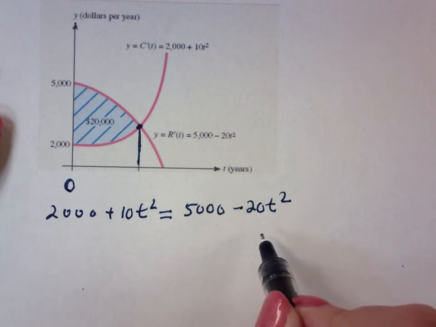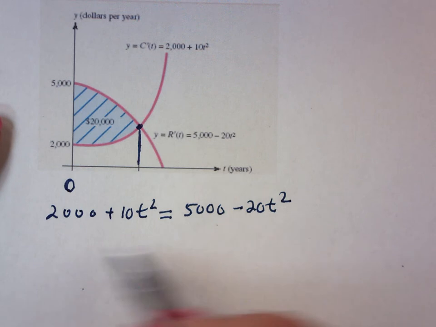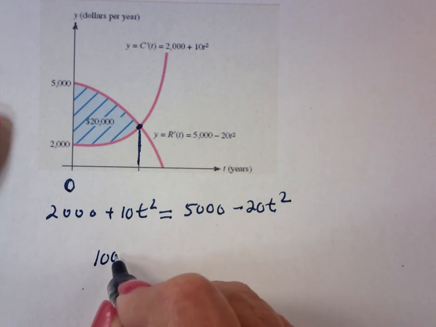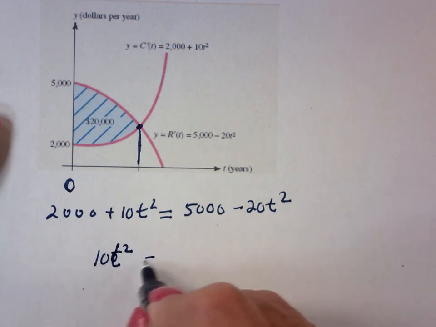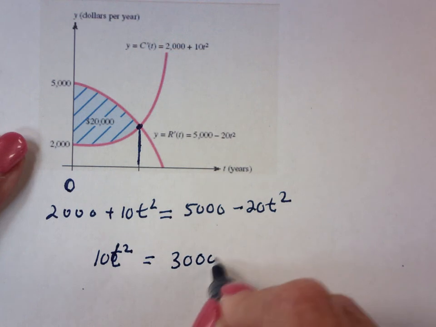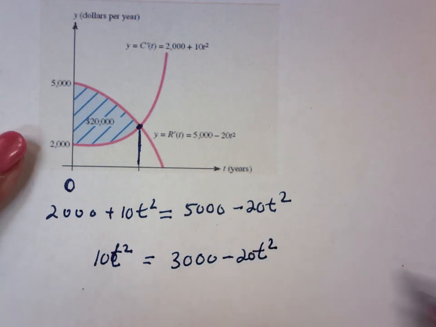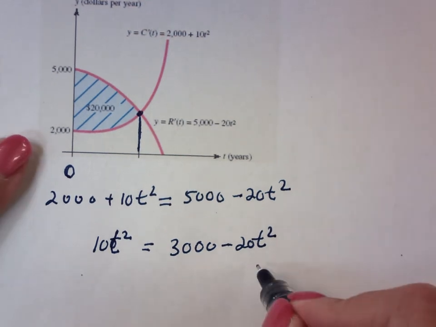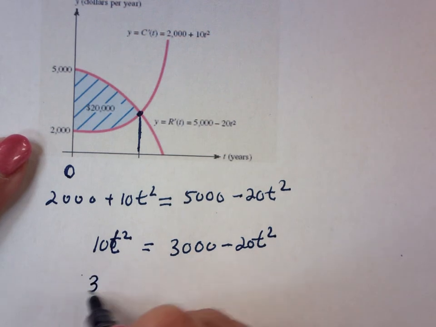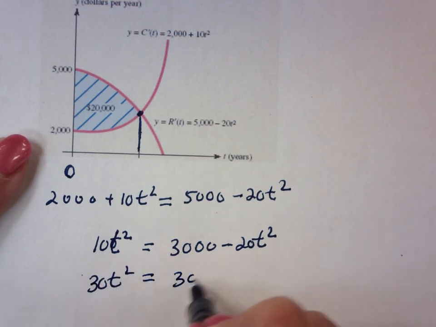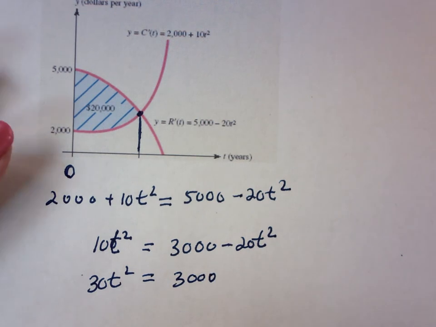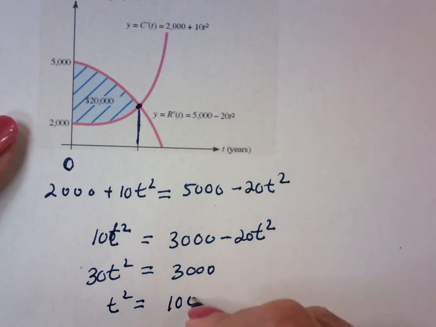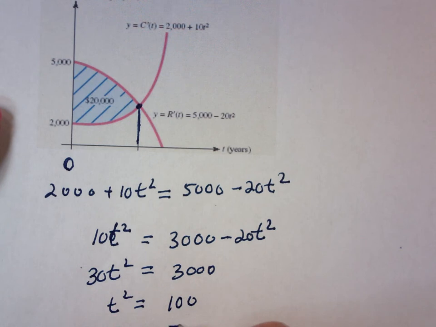So at which point, let's see, bring the 2,000 over, I get 10t squared equals 3,000 minus 20t squared. Now add 20t squared to both sides. 30t squared equals 3,000. Or t squared equals 100, or t equals plus or minus 10.